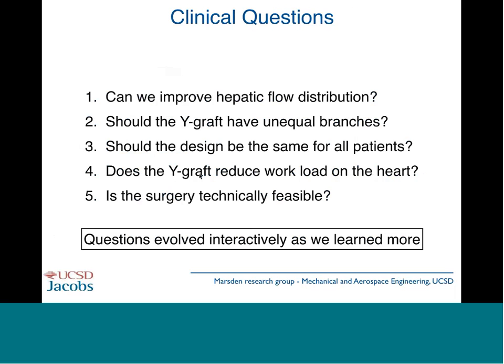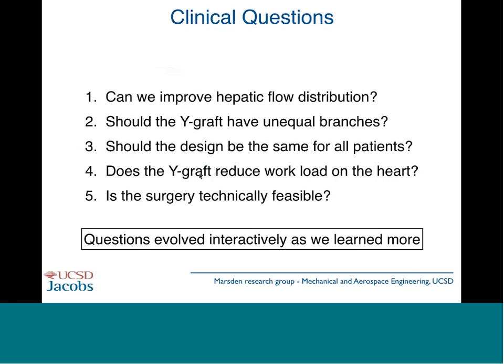Some of the questions that I'm going to show you really arose out of this iterative communication process. As we were developing the Y-graft and in discussion with the clinicians, we came up with several questions that we needed to answer. One was, is it possible to improve the hepatic flow distribution using a Y-graft?